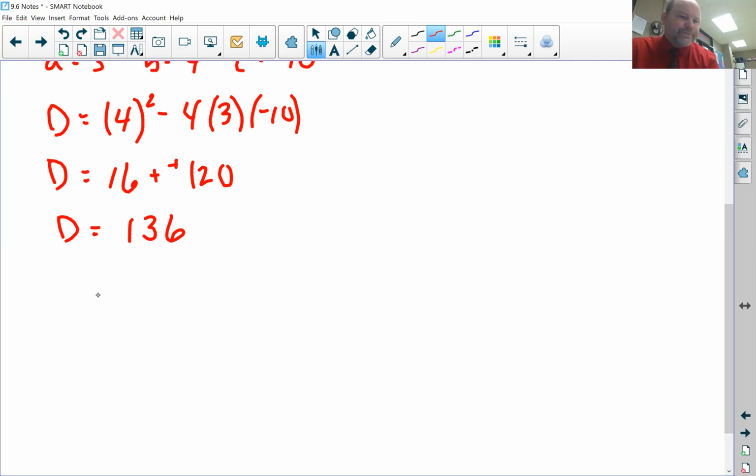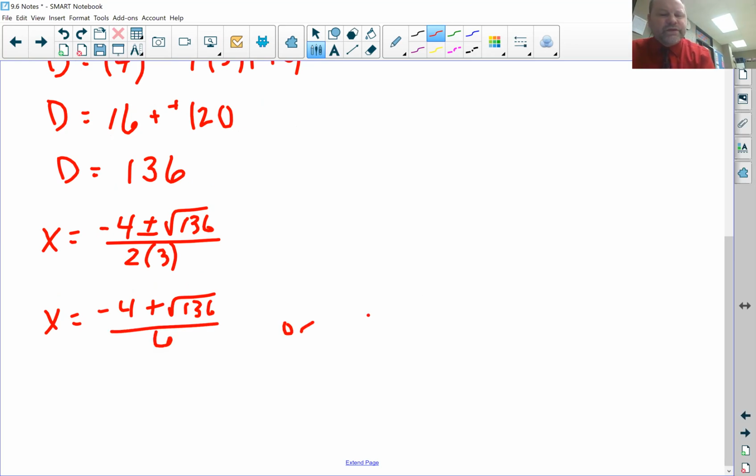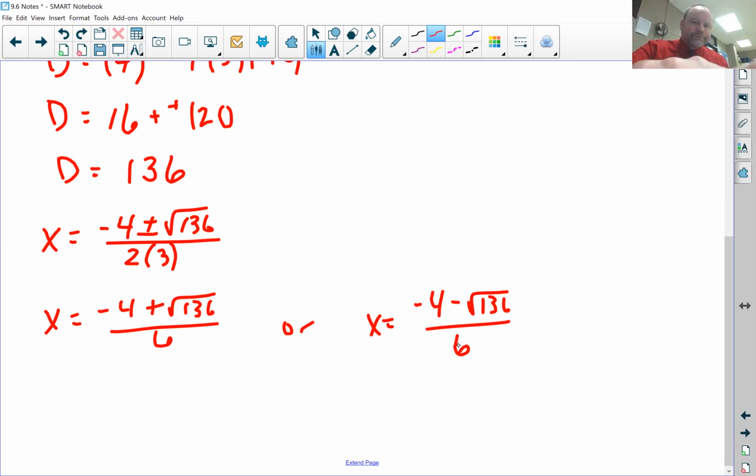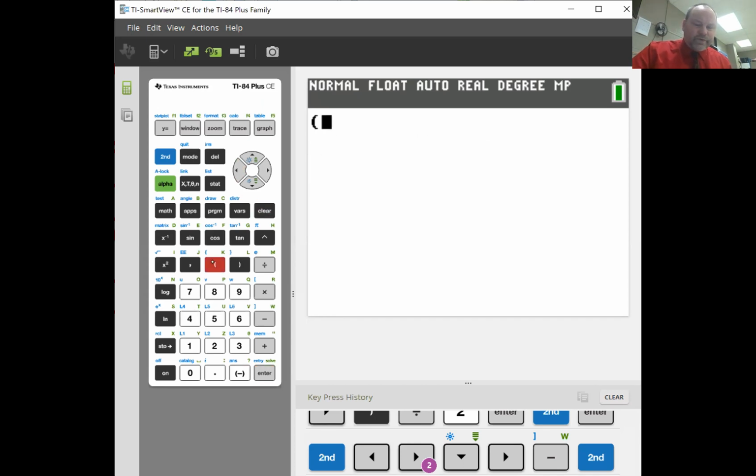Our solutions then would be the opposite of B plus or minus the square root of 136, I'll do them as two separate, divided by 2 times A. So X is -4 plus the square root of 136 divided by 6, or -4 minus the square root of 136 divided by 6. Got to remember the parentheses.